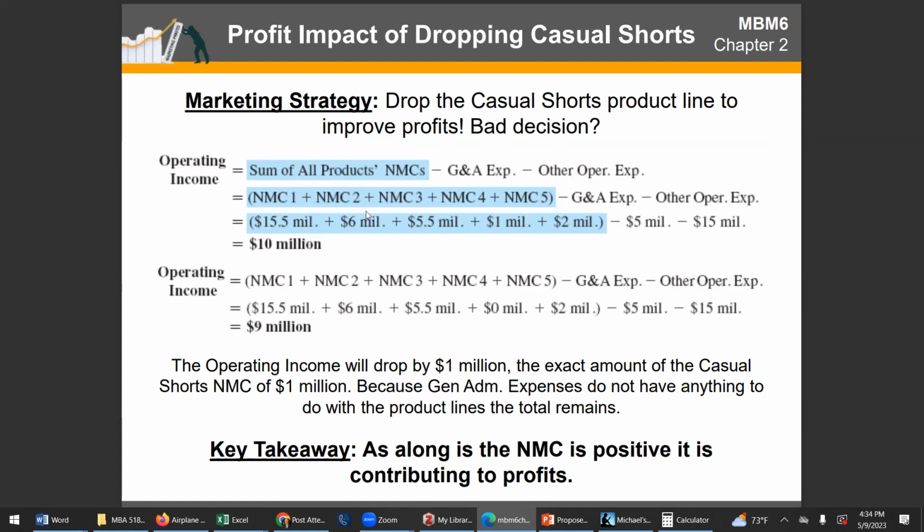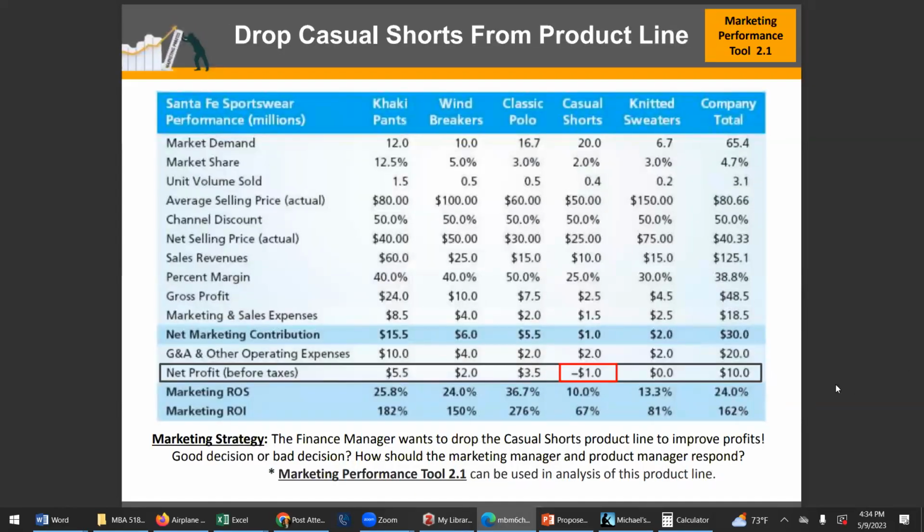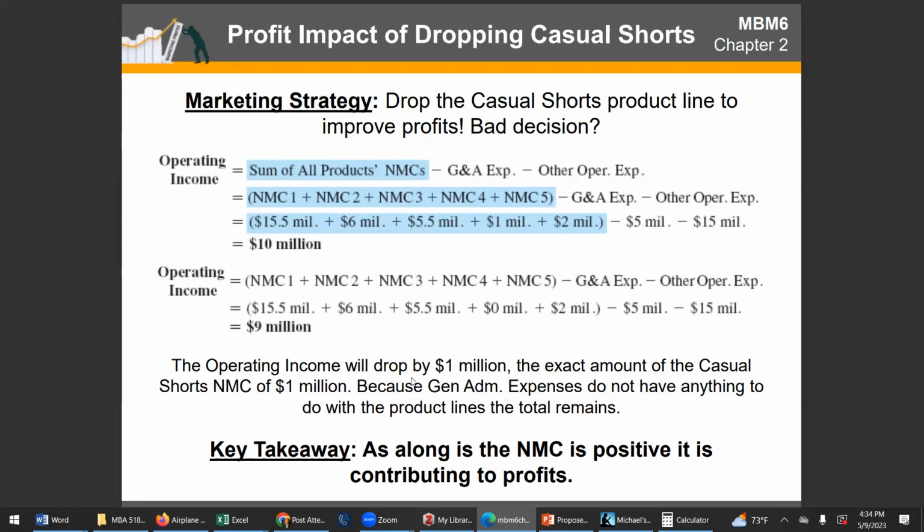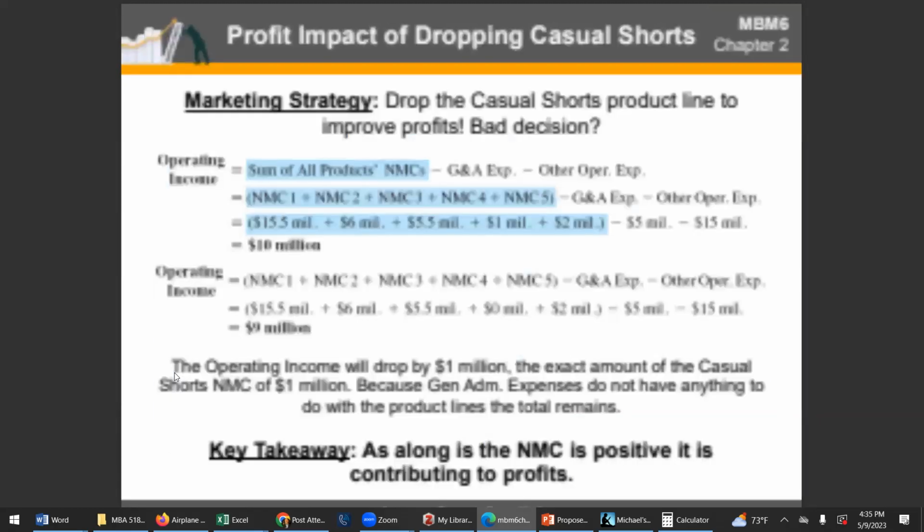The way that we do this comparison, the question is, if I get rid of the casual shorts product line, does that help me out or not? Based upon this analysis, my operating income will drop by 1 million, from 10 million to 9 million, right? So here was my 10 million. It's going to go down to 9 million because the other operating expenses can be spread across that additional product line, the casual shorts product line.